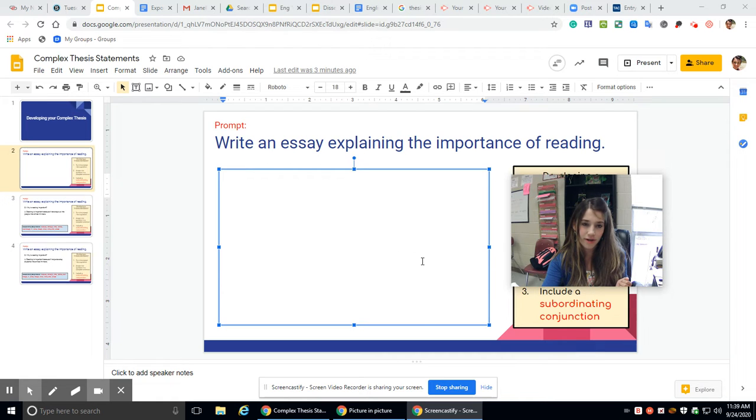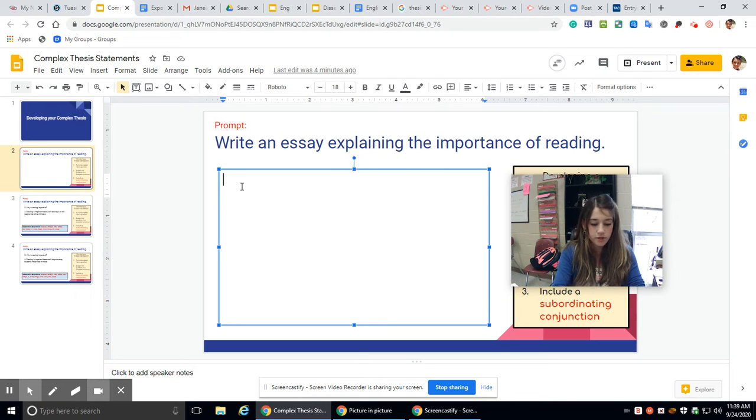What you are looking at right now is an example prompt. Okay, it's just a sample that we're going to work with today. Okay, so it says write an essay explaining the importance of reading. Okay, so how do we go about turning this prompt into a thesis? Okay, I'm actually going to give you some really simple steps.